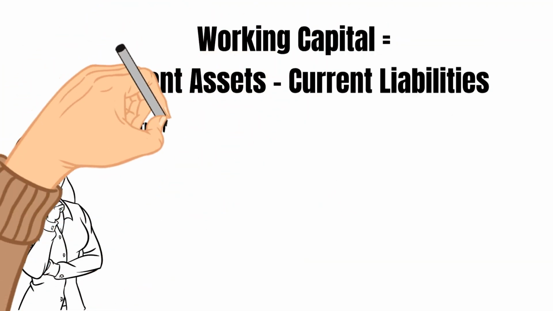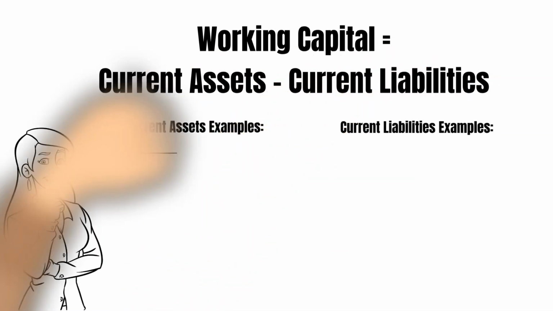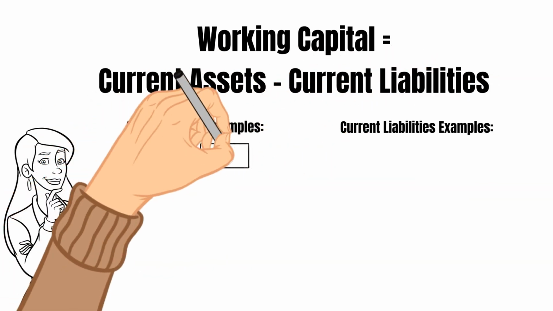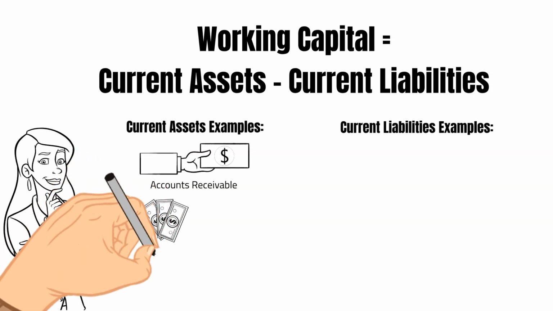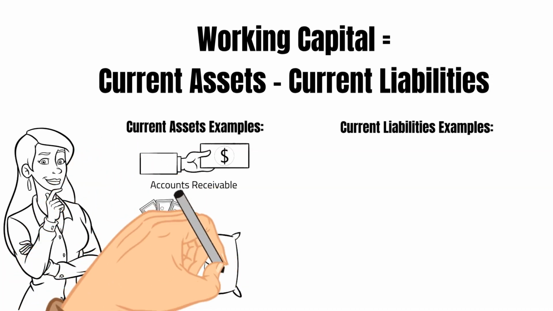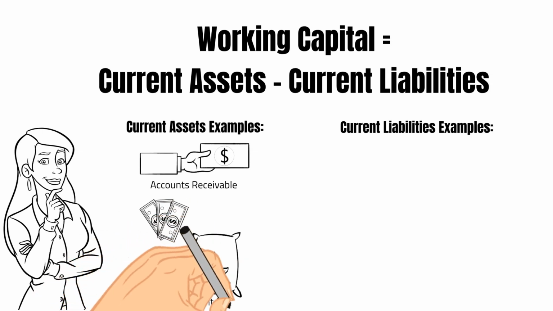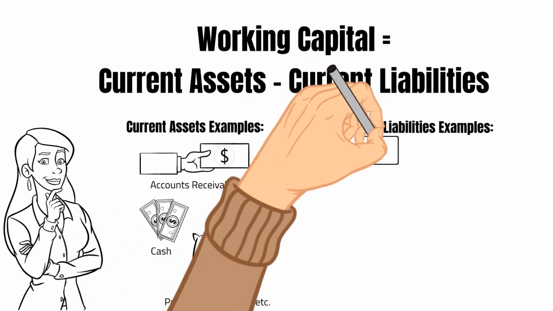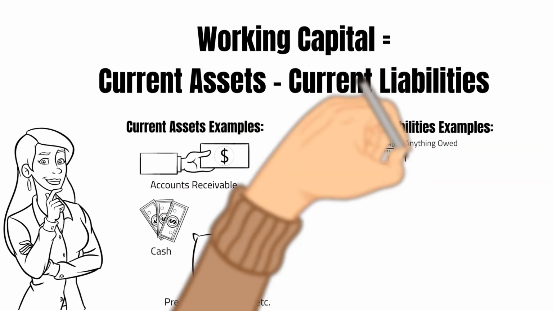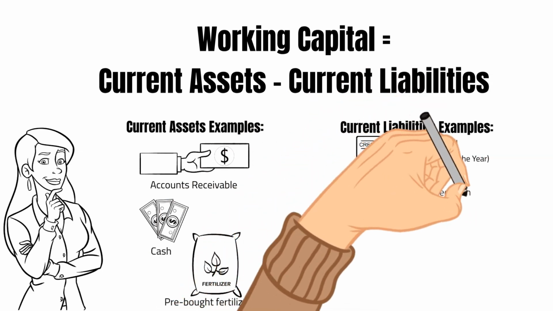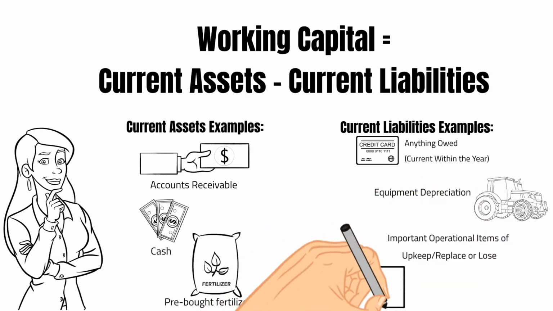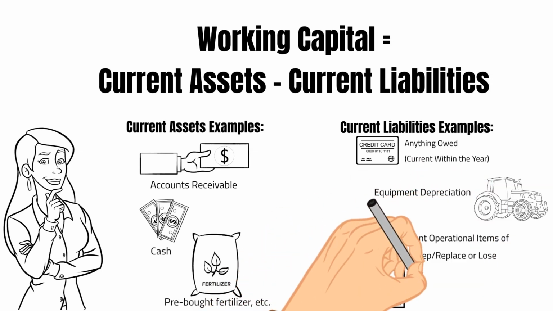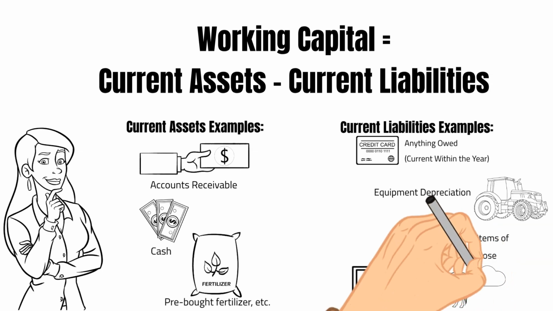Working capital is basically the difference between current assets minus current liabilities. Examples of current assets include accounts receivable, cash on hand, and pre-bought inputs such as fertilizer or other items that can be used throughout the production season. Examples of current liabilities include anything owed currently within the year, equipment depreciation, and realization of something that will be lost and/or must be paid for to upkeep or replace within the year that will directly affect the cash flow of the business.